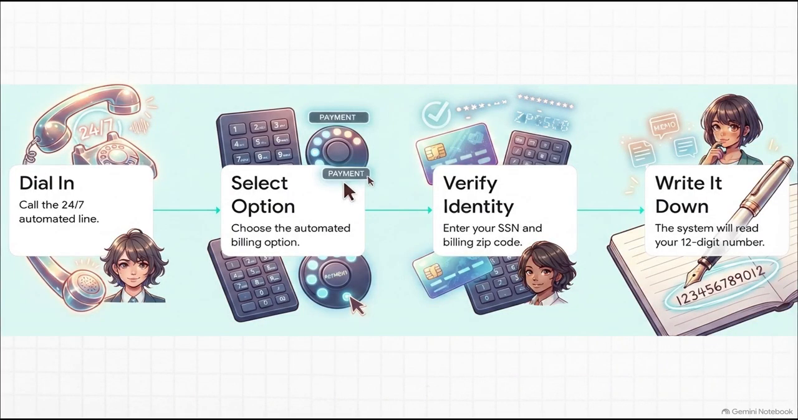Here is exactly how to navigate that phone call. Step 1, dial the 24/7 line. Step 2, select the Fast Path Automated Billing option from the main menu. Step 3, by using the automated prompts, you can input your Social Security number and zip code to verify your identity, completely bypassing the need for your account number. Step 4, the automated voice will read your balance, your due date, and finally that elusive 12-digit account number out loud to you. Write it down immediately.